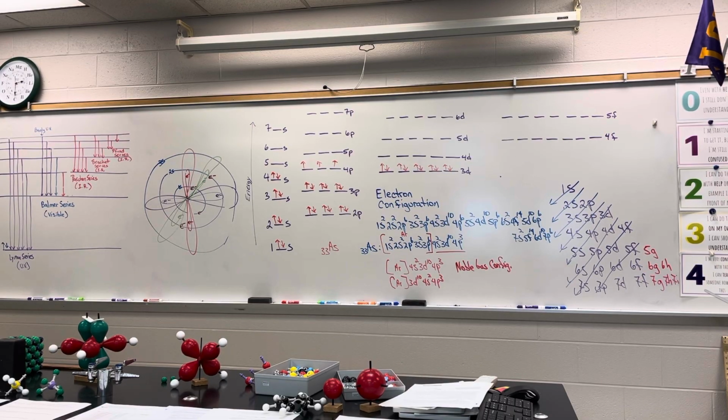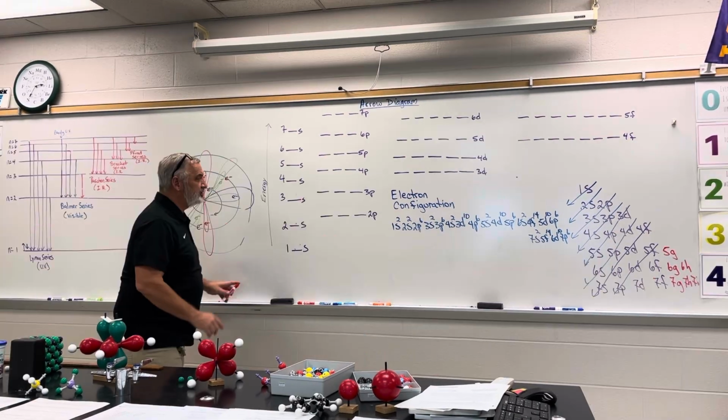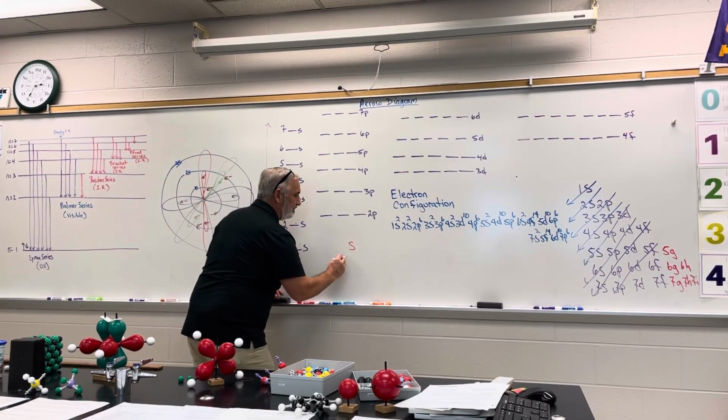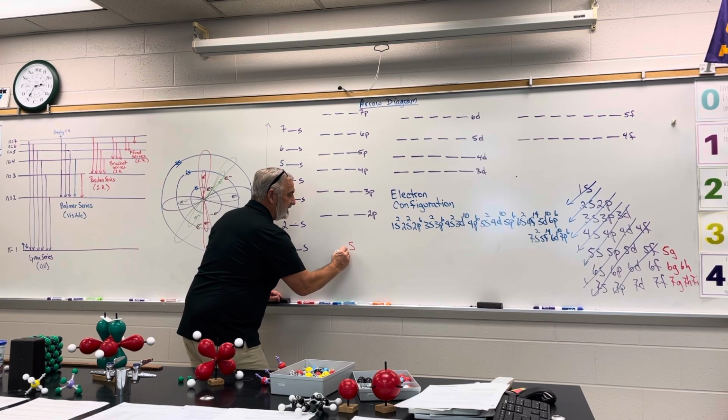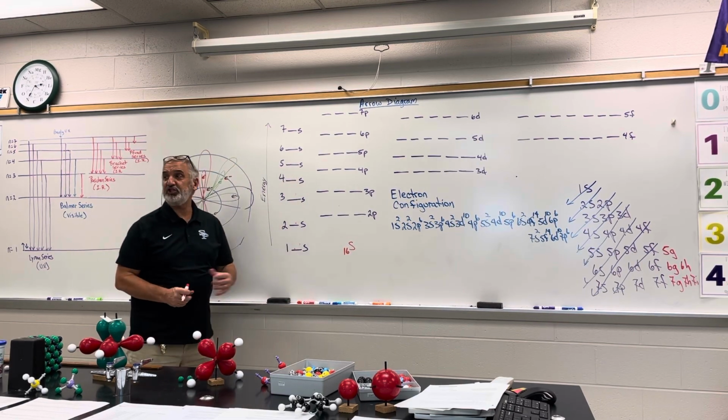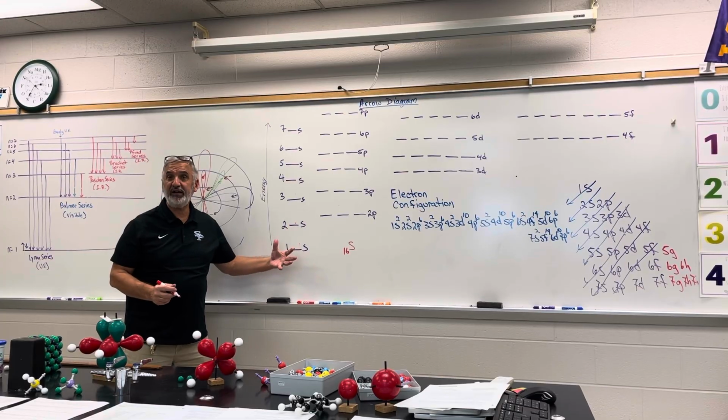Now, on your study guide, question number 21. Let's just do sulfur right there. You want to draw an arrow diagram, electron configuration, noble gas configuration. See if you can just do that right there in your notes. And go ahead and pause that. Sulfur has how many electrons again? 16. Okay? So we're going to start at the bottom, doing the arrow diagram first.